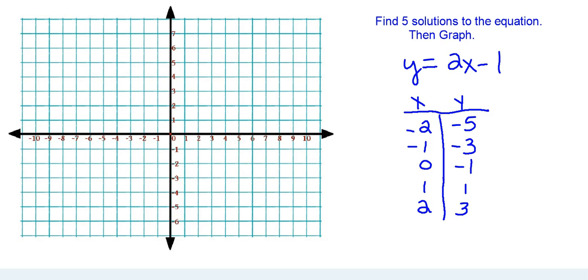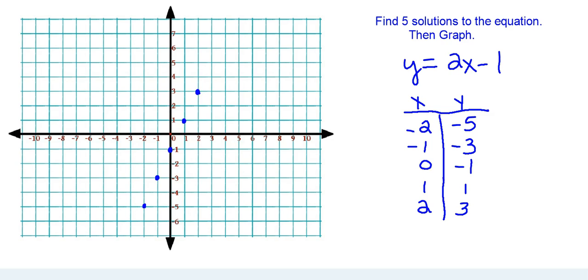So what we're going to do next is plot all 5 of these points on the coordinate plane, and then we're going to connect them. So let's see, we have -2 for the x, and then -5. So -2, -5. We have a point right here. And then we have -1, -3. So we would have another point here. And then 0, -1. We would have a point here. And then 1, 1 would be here. And then we have 2, 3, which would be here.